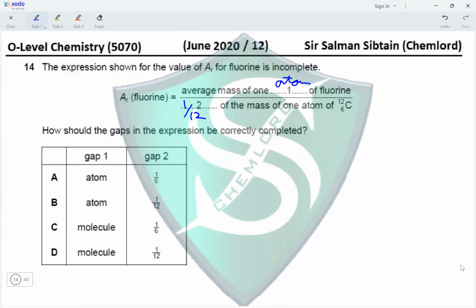So options A and B have atom present, so C and D are eliminated. A has 1/6 the mass, B has 1/12 the mass. The correct answer is 1/12, making option B the correct option for this question.